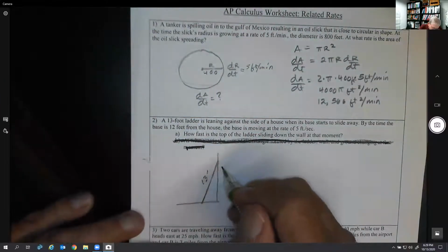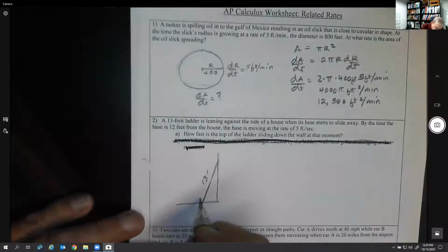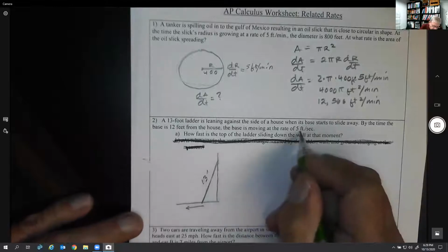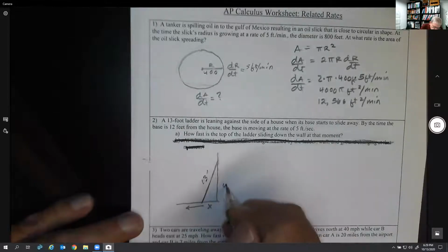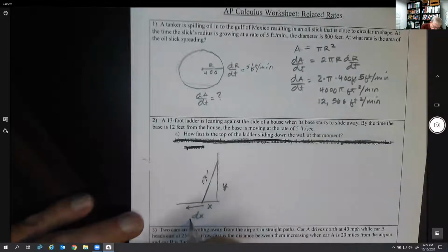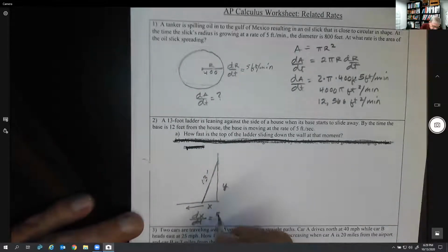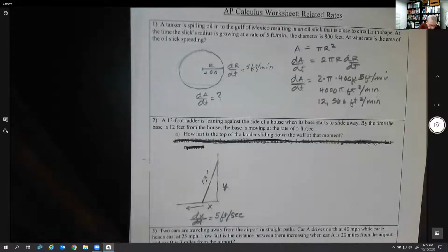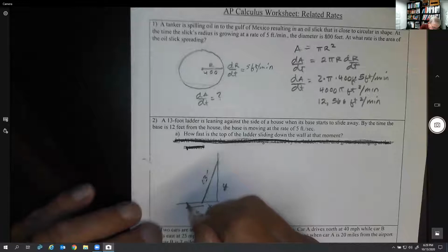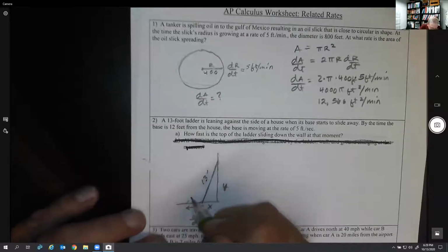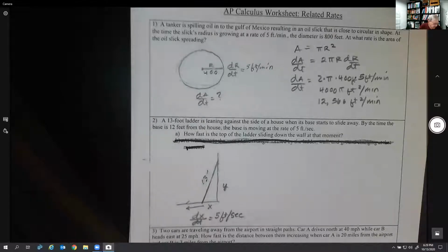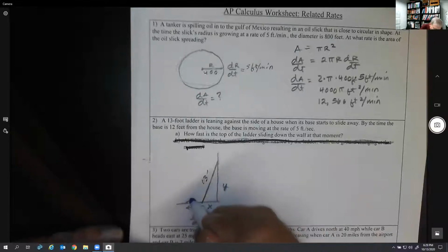Okay, now what's happened is the ladder started moving out this way. And it's moving at a rate of 5 feet per second. Let's call this X and this Y. So the rate here is dx over dt. That rate is 5 feet per second. It's moving pretty rapidly. And as a result, let's see if I can sketch this in. Let's try this with a different color of pen. Now how this is going to go.